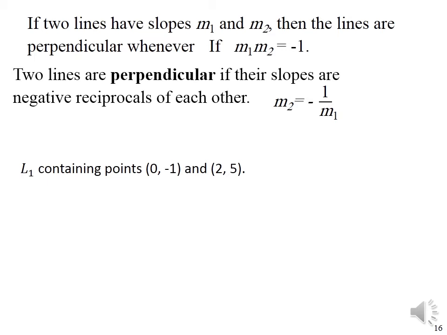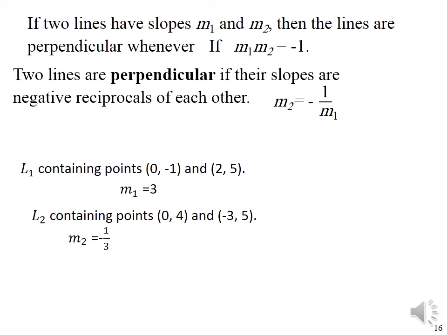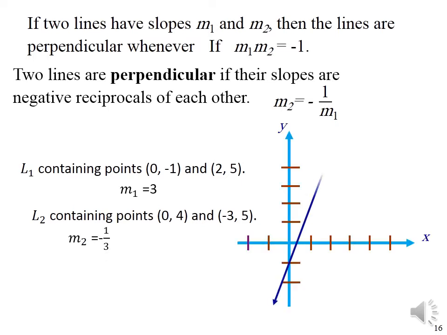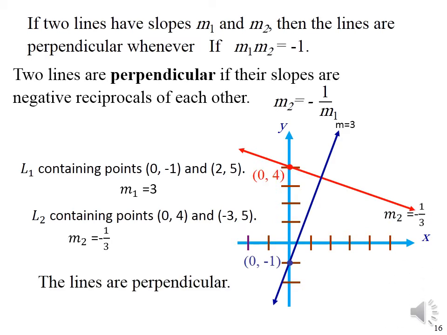Let's have an example. If the first line contains the 2 points (0, negative 1) and (2, 5), the slope of the first line equals 3, and the second line contains (0, 4) and (negative 3, 5), and its slope equals negative 1 over 3. Let's graph the two lines. Here we have the first line with slope 3, and the second line with slope negative 1 over 3. The product of the first and second slope equals negative 1, so the two lines are perpendicular.